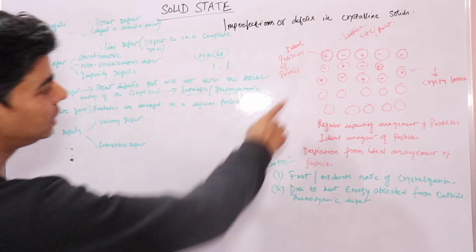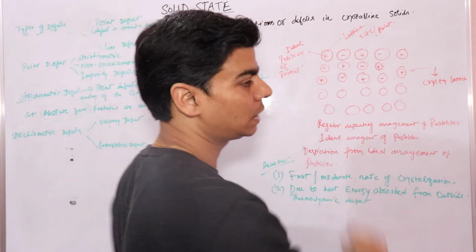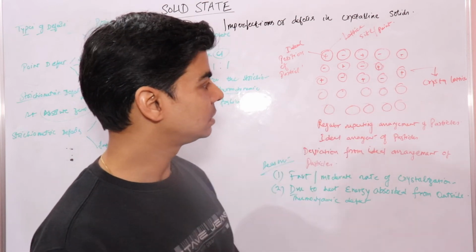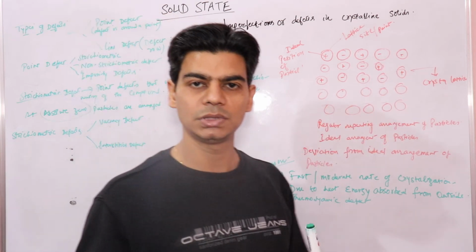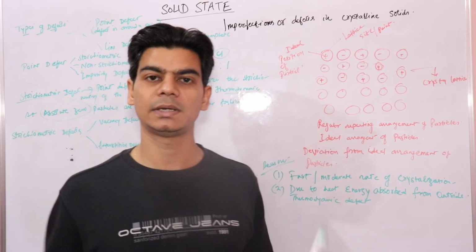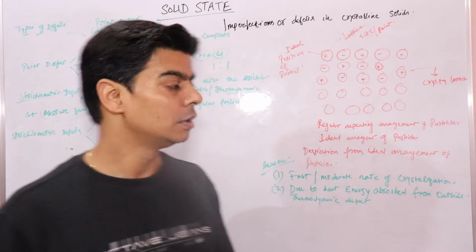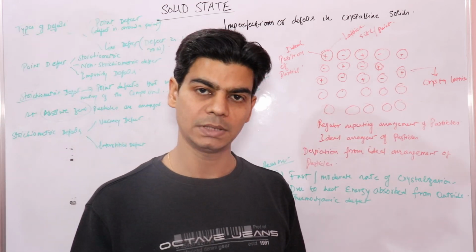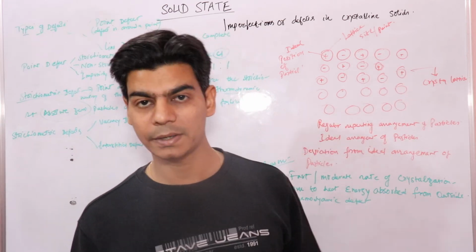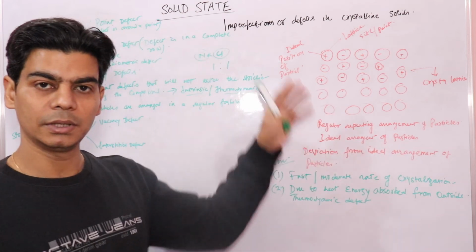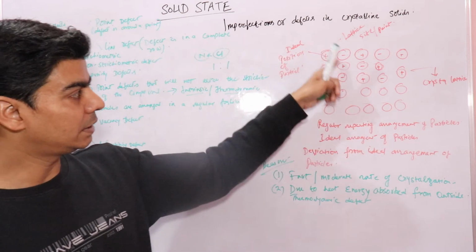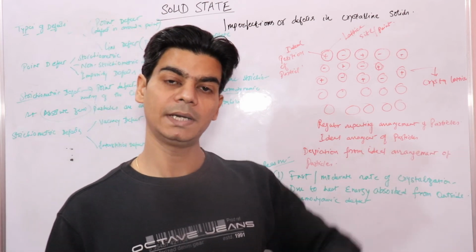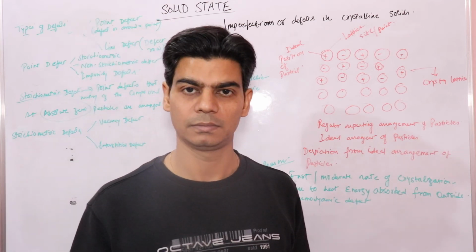I said that these are the ideal positions of the particles, right? These plus and minus signs shown here are the ideal positions of the particles in crystalline solids, right? Now if some particles are missing from their ideal positions, or they are dislocated, in short, if the particles are not present at their ideal position, they are said to have a vacancy defect, right?